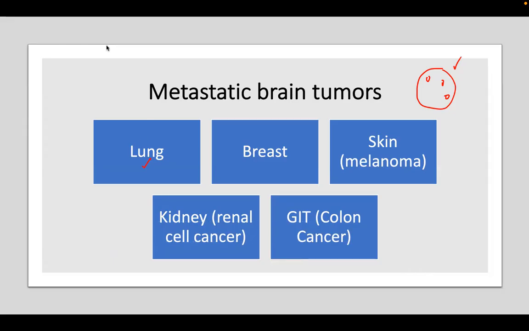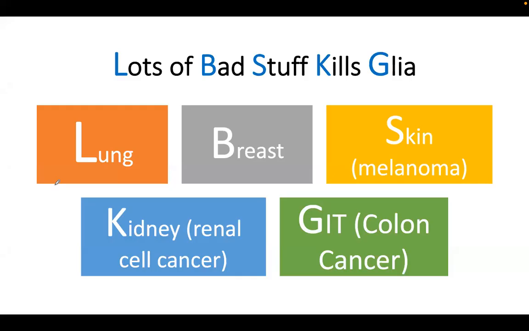Now, I want to share this mnemonic with you. Lots of bad stuff kills glia. Again, lots of bad stuff kills glia. So L, that's for the lung.